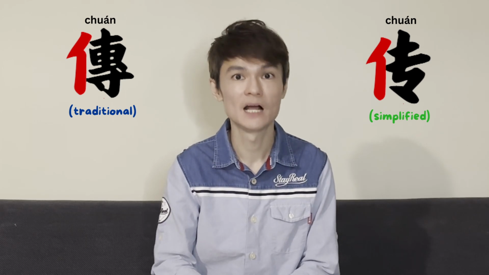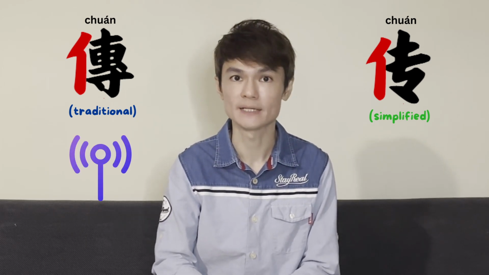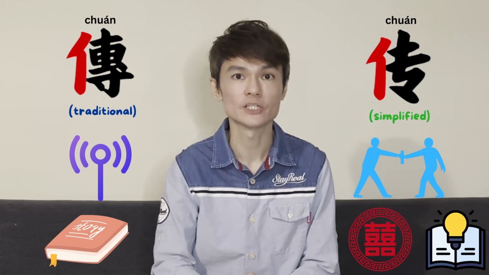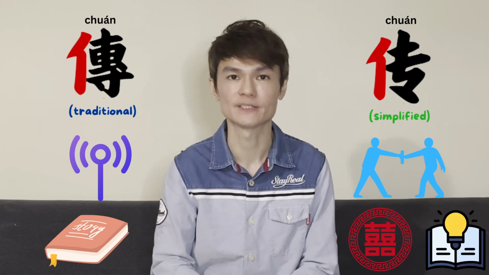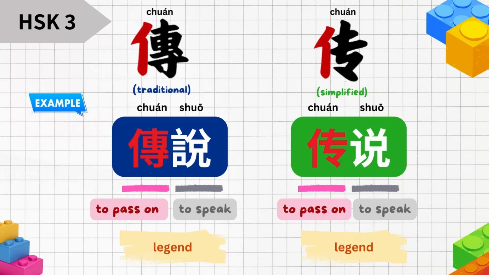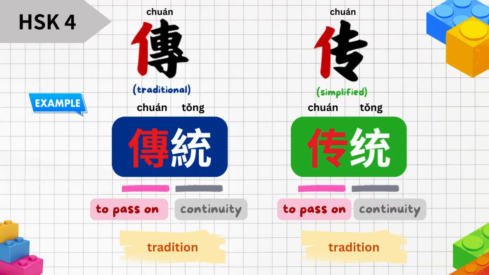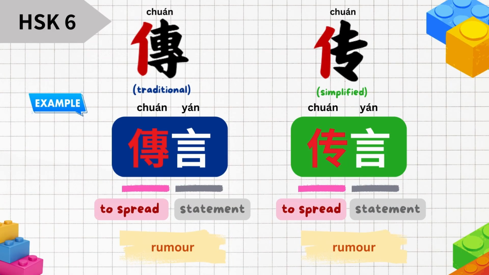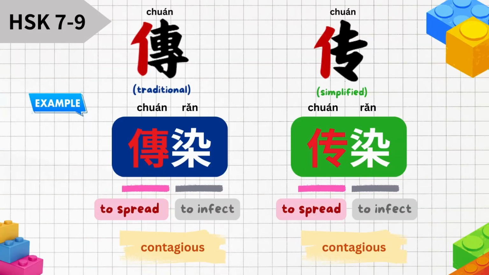Now, let's take a look at the character 传. This character means to transmit or to pass on, like stories, traditions, or knowledge handed down through generations. Other frequently used words starting with 传 include 传说, 传统, 传真, 传言, 传染.